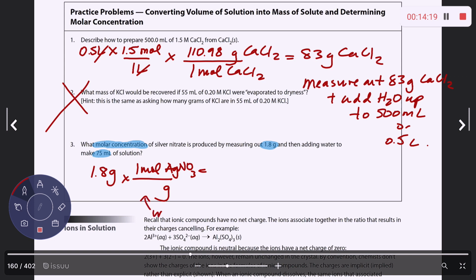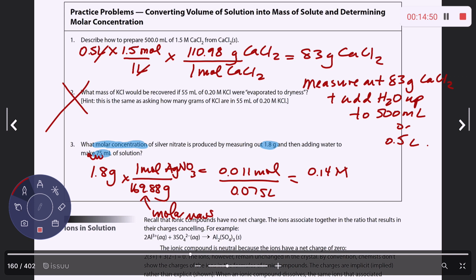So that means you have to divide by the molar mass to convert your grams to moles, and your molar mass is 169.88. It's pretty big. Then you're going to end up with 0.011 moles of silver nitrate. Divide that by, move the decimal 3 places to the left, 0.075 liters. This will give you your molar concentration. I got 0.14. Depending upon your rounding, you're either going to get 0.14 or 0.15.